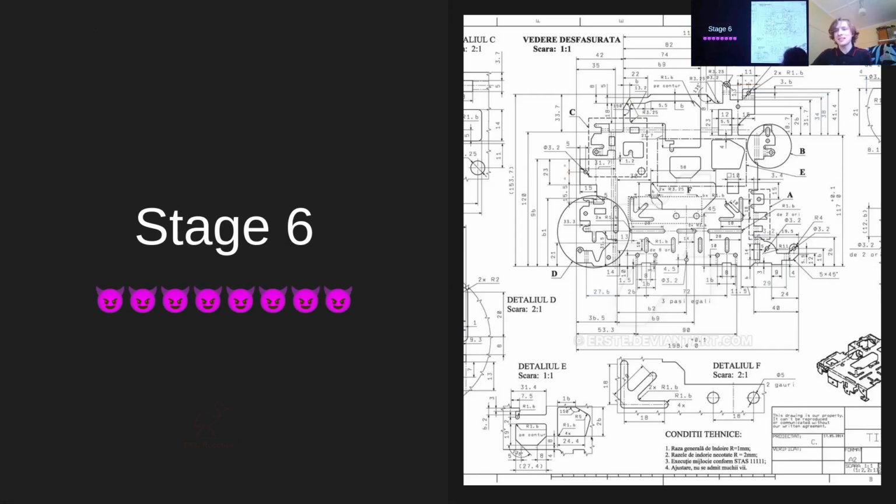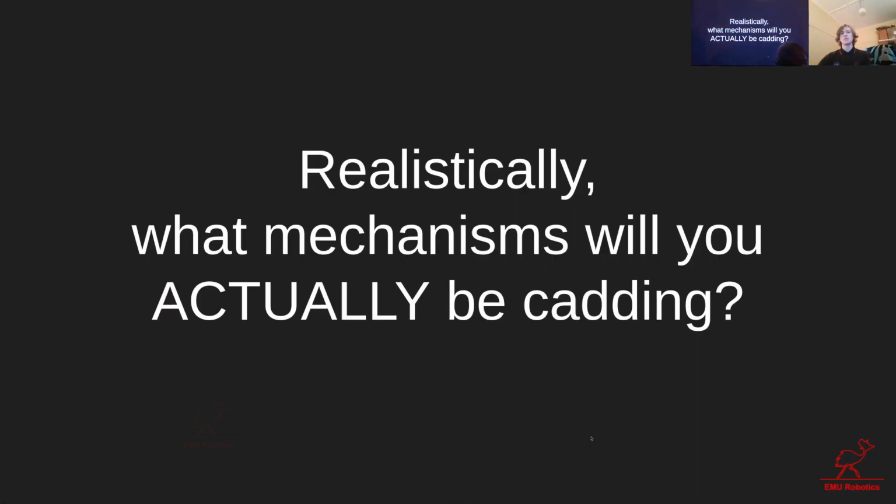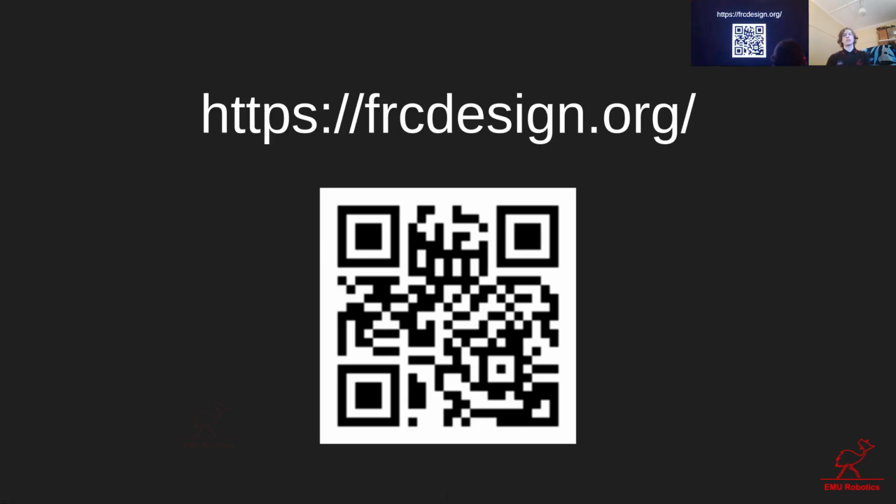Because we have stage 6 that we're going to go into. I'm just kidding. So what mechanisms will you actually be CADing? Generally, this is the best place you should go. First stop, check this out. They have just about every important FRC mechanism. It's a really, really cool catalog of designs. Like better than I could ever show it.